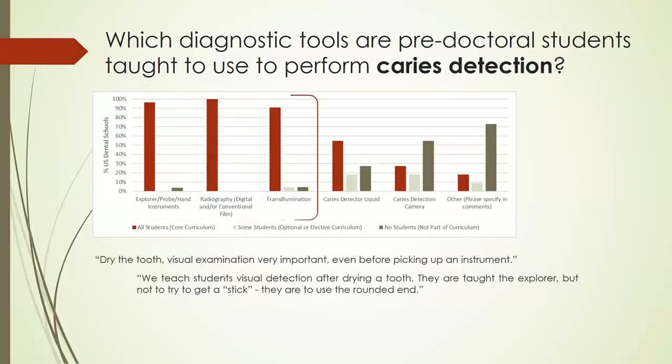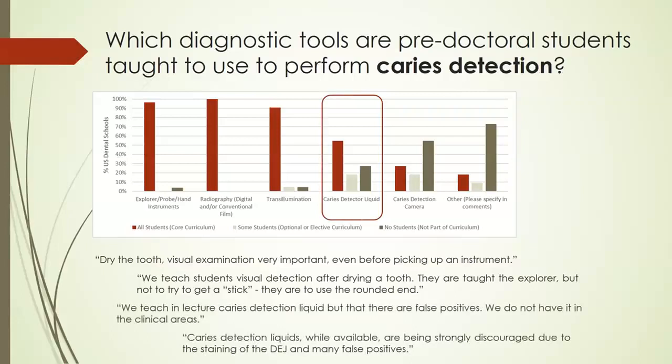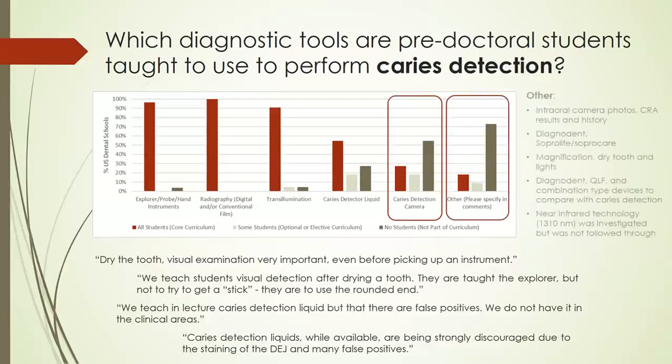Similarly, transillumination is taught in the core curriculum of over 90% of schools. Caries detector dyes are also part of the core curriculum in over half of the schools, though some comments indicate that the high frequency of false positives is specifically emphasized in their teaching. Other methods, such as caries detector cameras, like SopraLife, and those involving near-infrared light transillumination, like DIAGNOcam, are also taught, but in fewer than 50% of schools, even when core and elective curricula are combined.